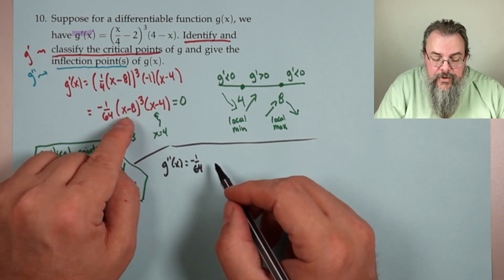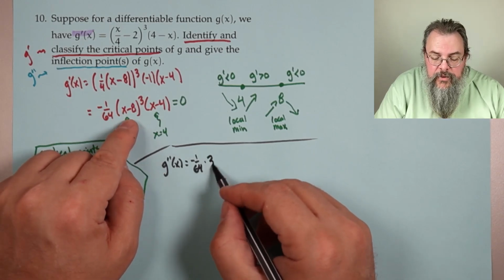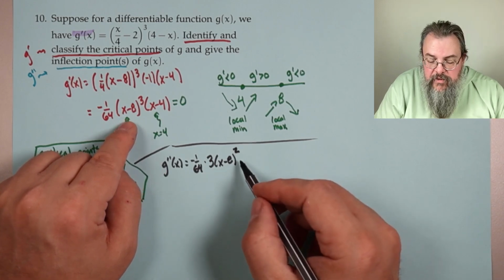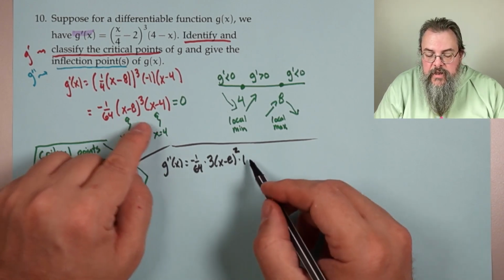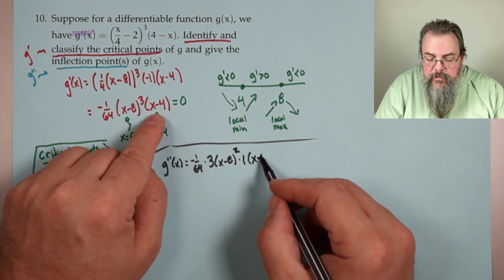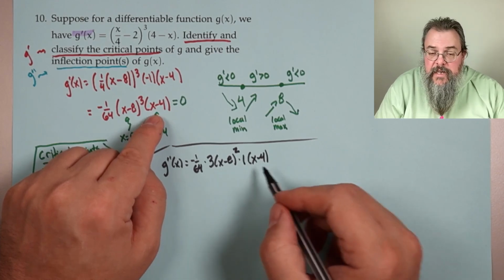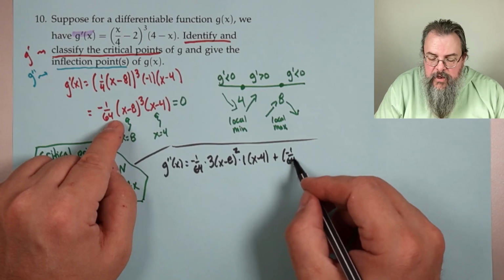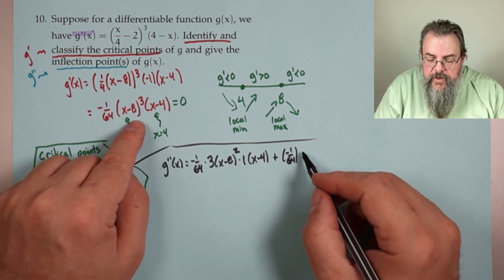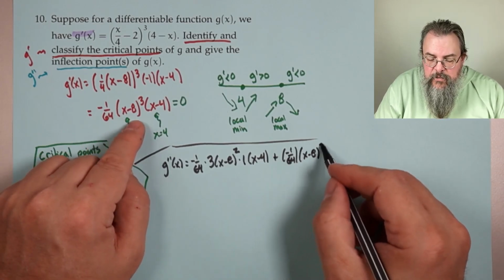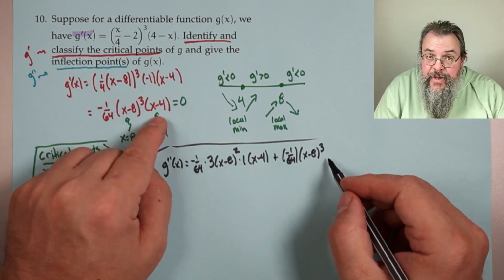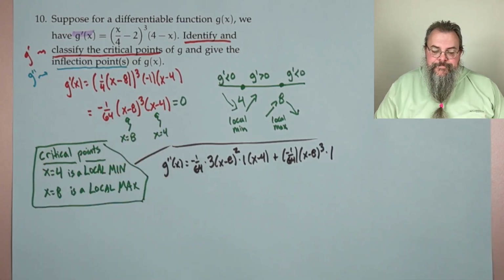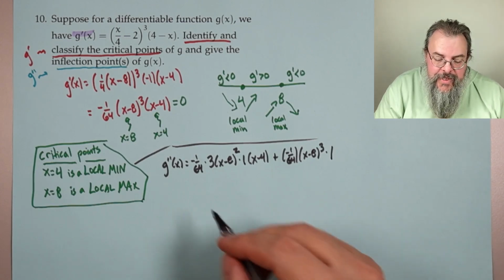So, okay, product rule. Derivative of the first term, 3x minus 8 squared times the root of the inside, which is 1, times the second term. So derivative of the first times the second, plus, we still have that negative 1 over 64, and then we have the first, x minus 8 cubed, times the derivative of the second, which is 1. Okay, let's clean this up.